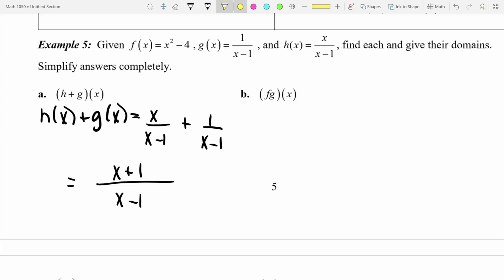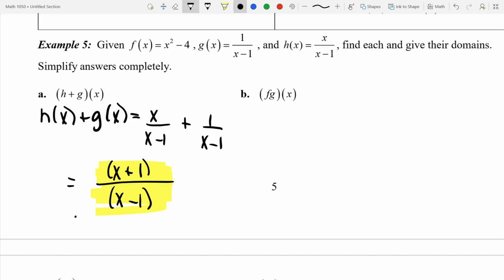I have a question for you. Can the x on the top cancel with the x on the bottom? Can they? They cannot. The x on the top is not an x. It's an x plus 1. It's stuck to the 1. The x on the bottom is not an x. It's an x minus 1. It's stuck to the negative 1. So no, you cannot do that. That's your answer, and you're done.